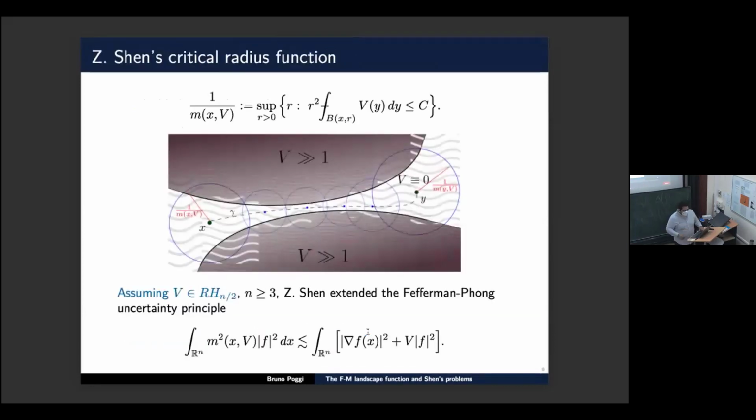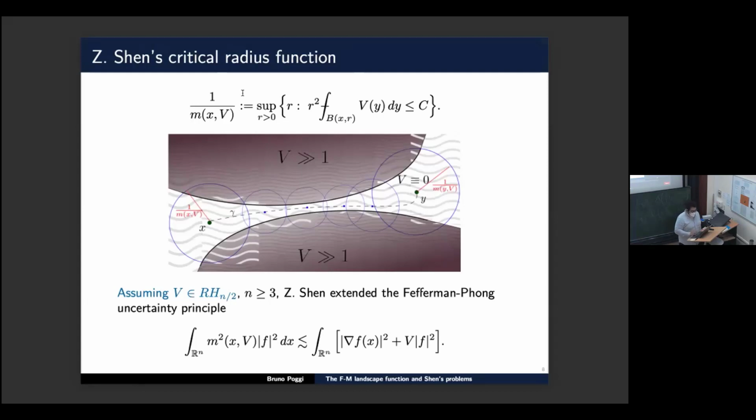Okay, but in this classical setting of studying the reverse Hölder potentials, Shen in the 90s introduced what has come to be known as the critical radius function. This is the function m of x, defined in this way.